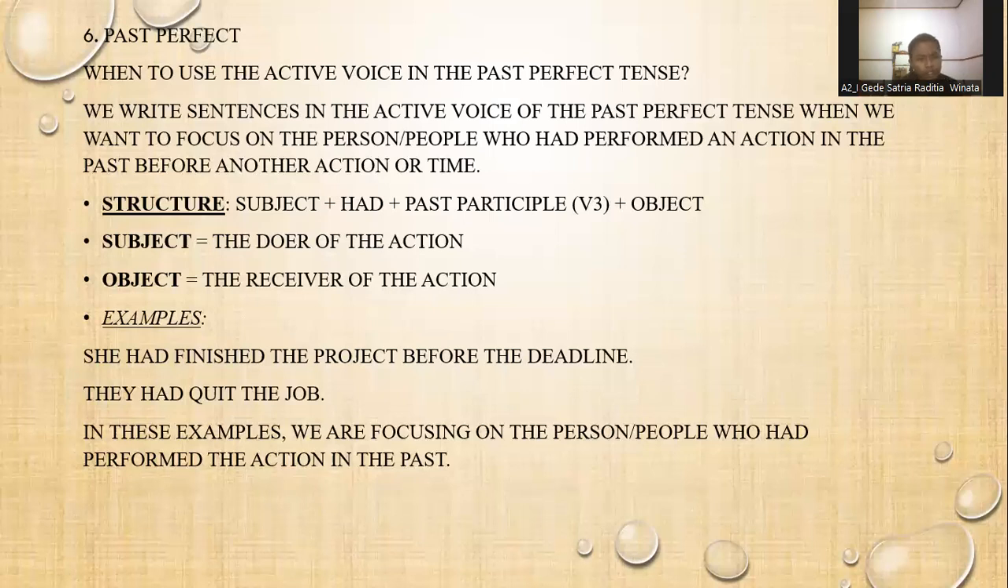Okay, the example. She had finished the project before the deadline. The focus is on the person, the project is the object, and the deadline is the time. They had quit the job. The focus is on the people who quit the job. In these examples, we are focusing on the person or people who had performed the action in the past.